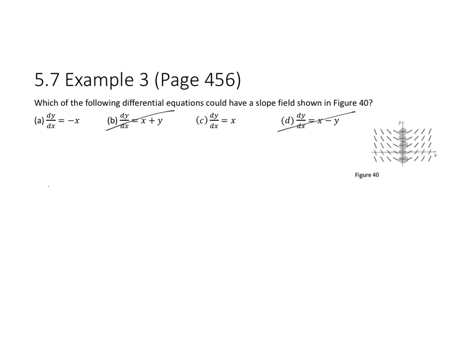Now let's take a look at what happens when x is positive, so I'm looking at these positive values over here. When x is positive, my slopes are positive. And here, when x is negative, my slopes are negative. So now I have to see which one of these would do that. It looks like the only one that does that is dy over dx equals x, because the other would have flipped them. I would have had positives when my x's were negatives and negatives when my x's were positives.